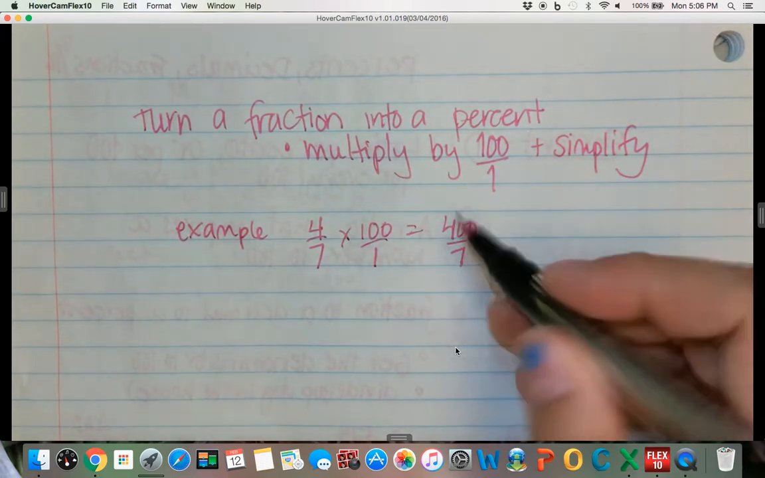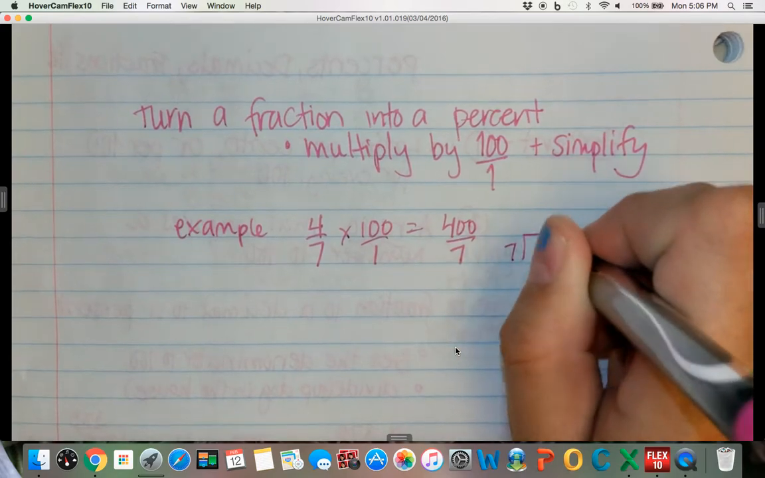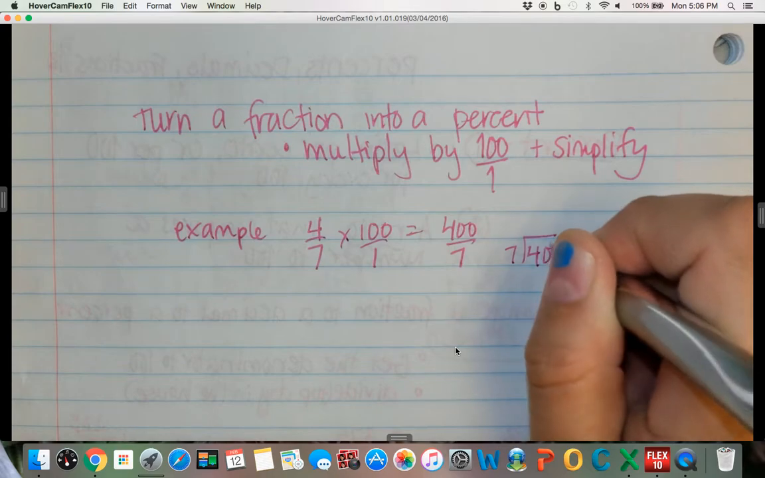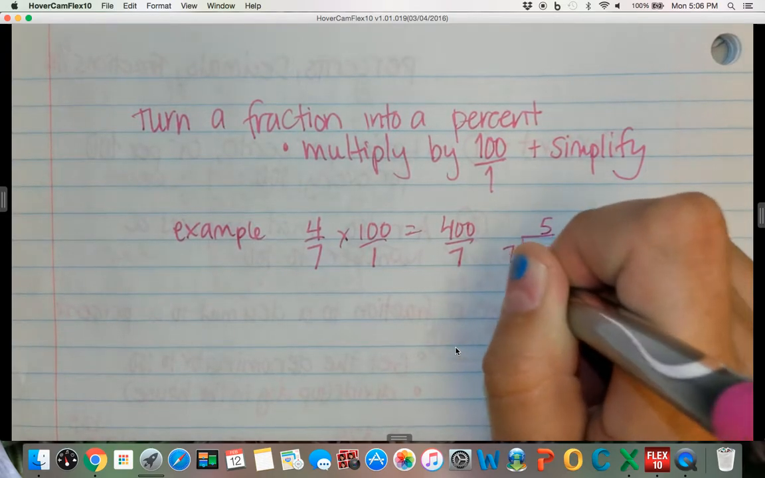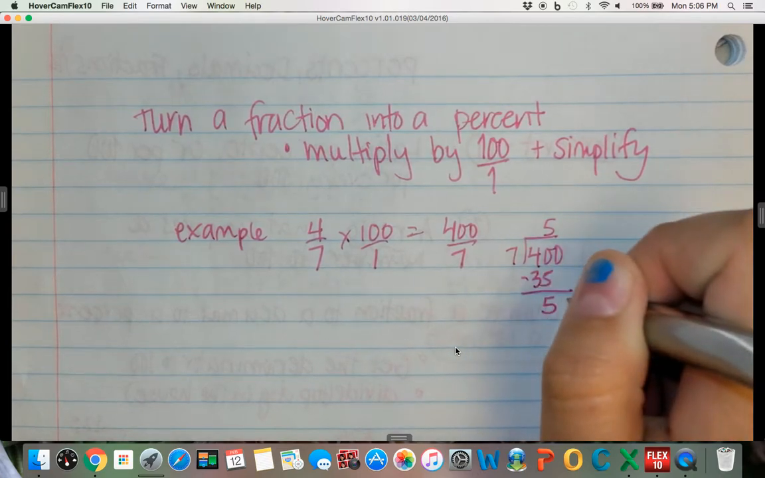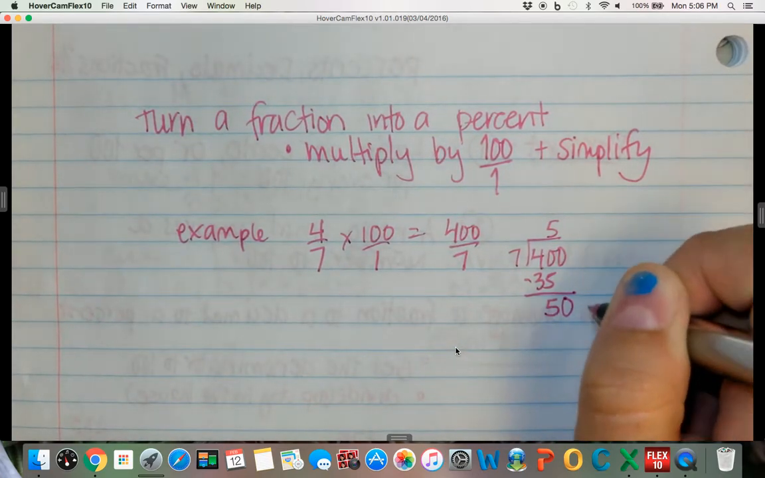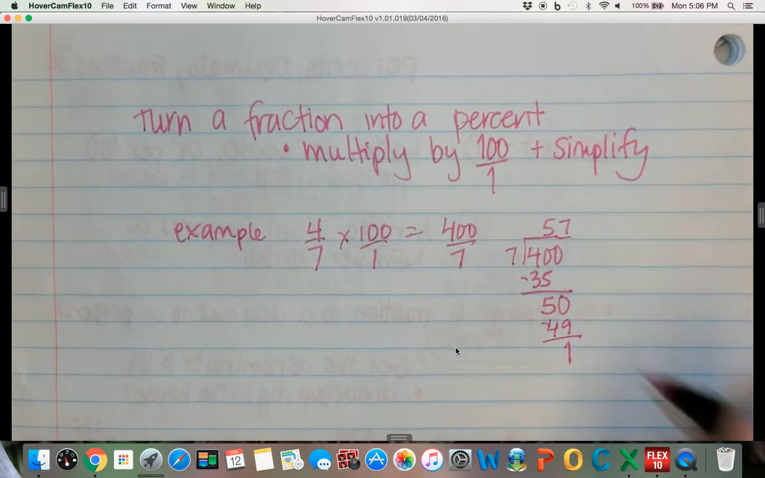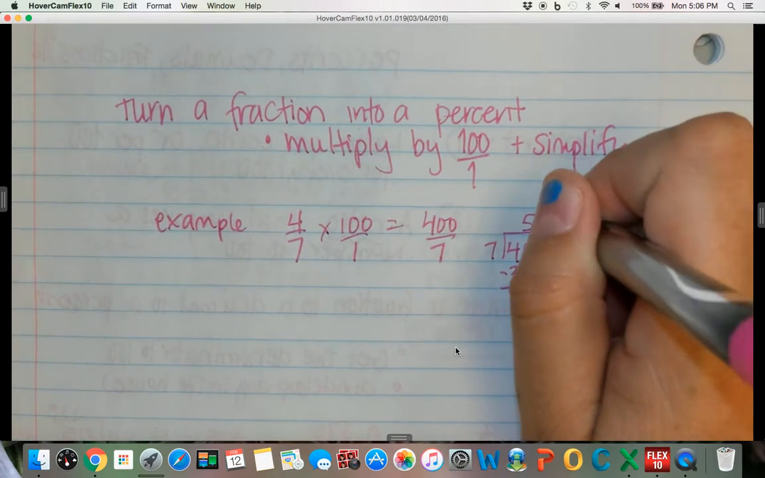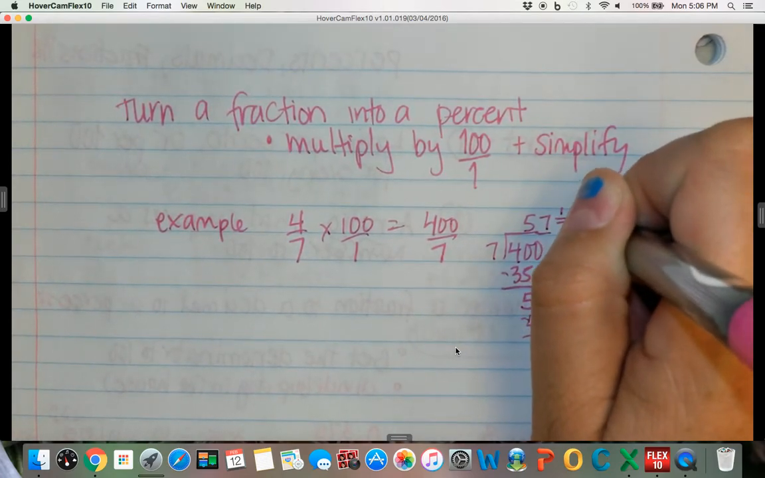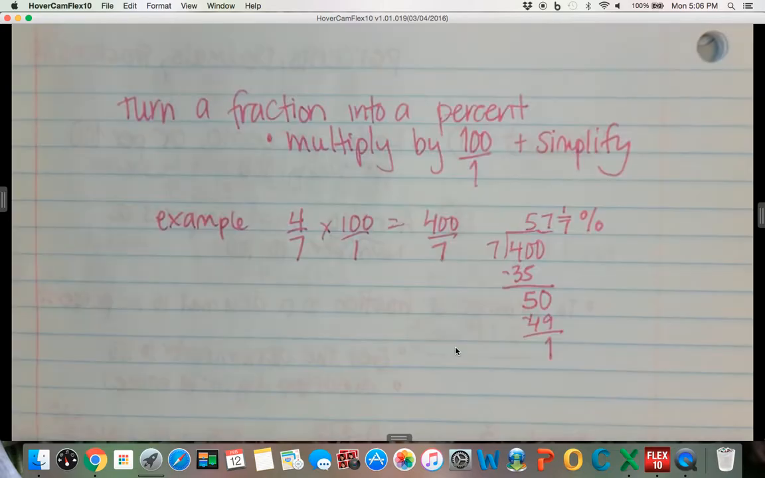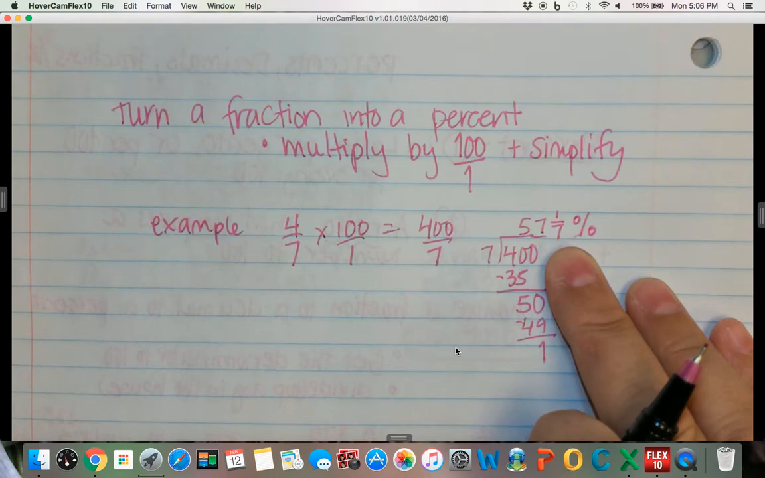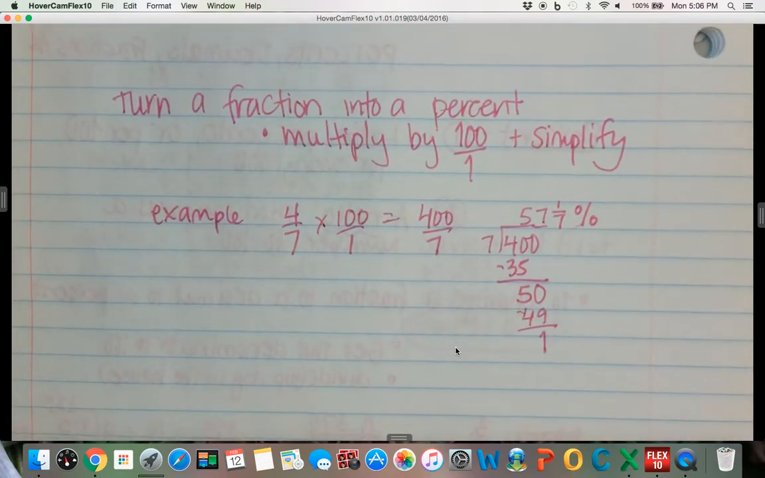Then what I do is top dog in the house. 7 into 400. 7 doesn't go into 4, but it goes into 40 5 times. It goes with the remainder of 5. 7 goes into 50 7 times with 1 left over. 57 and 1/7%. I could turn that 1/7 into a decimal as well. Or I could just leave it as a fraction.